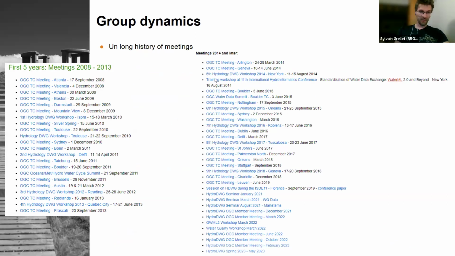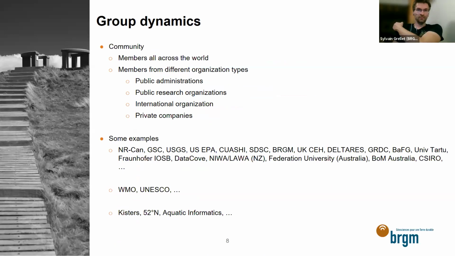So as you can see on the Twiki, you're able even to go down to the minutes from the meeting 208. There is quite an important and interesting community there. We have members around the world from different organization types, kind of mimicking what we have in the OGC slide at the beginning, with a mixture of private companies, research organizations, and even international organizations. So we have some examples. I mean, the list could be really long, so I just did that in a couple of minutes.